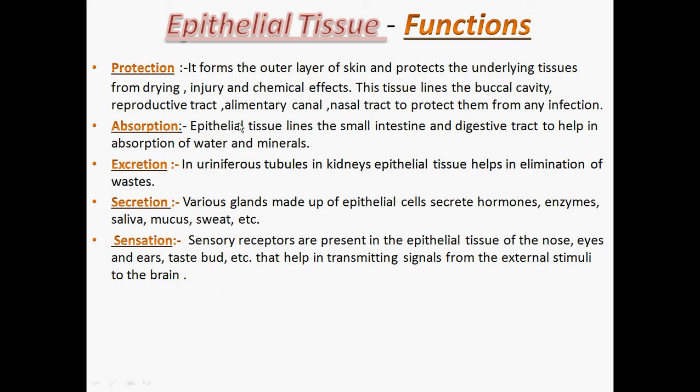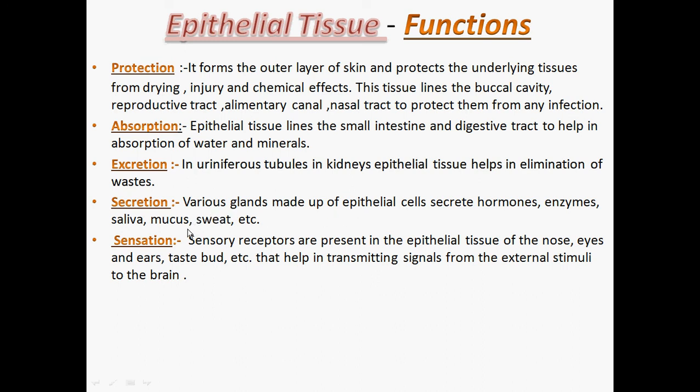And how does absorption happen? Epithelial tissues line the small intestine and digestive tract, where water and minerals are absorbed through it. Similarly excretion happens in the uriniferous tubules which are present in the kidneys. The epithelial tissue eliminates waste, and also does secretion, because epithelial tissue is present in various glands. In the endocrine glands, hormones are transferred directly into the blood. Similarly, enzymes in saliva and mucus, from salivary glands, mucus glands, and sweat glands, all these different types of secretions are possible because of the epithelial cells and epithelial tissue.